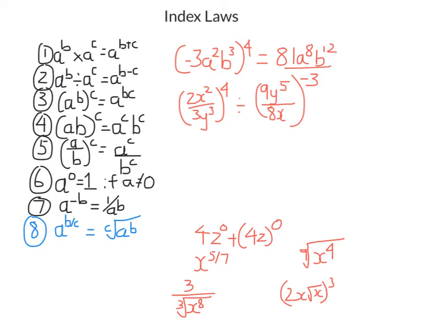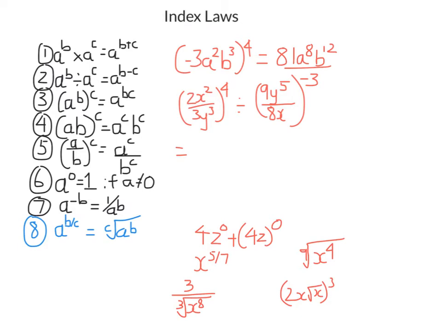So this next one here is actually quite tricky. It requires the index laws from 1 to 5 and also 7. So let's start with this fraction here. Index law 5 says when we raise a fraction to a power, just raise the top to the power and the bottom to that power. So that's what we're going to do here. So we're going to raise the top to the power. To raise 2x squared to the power of 4, we need to use the index law we just used here. You raise everything to that power.